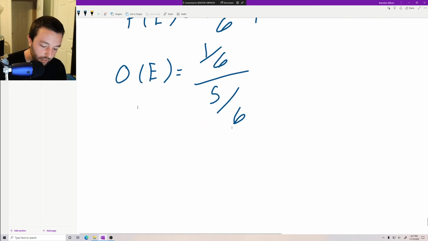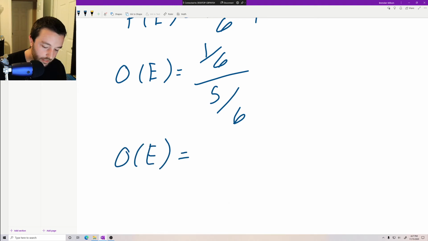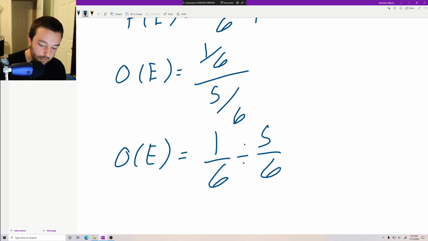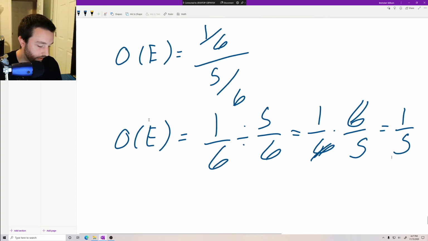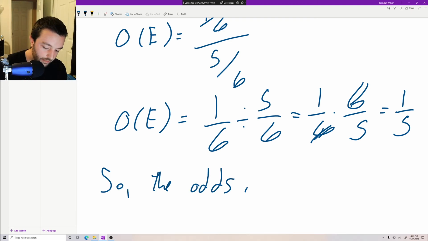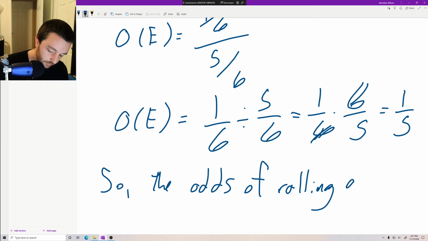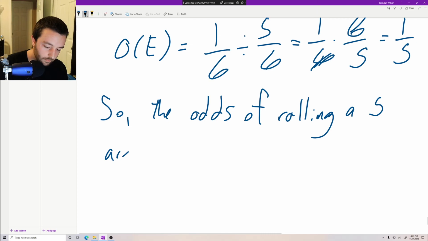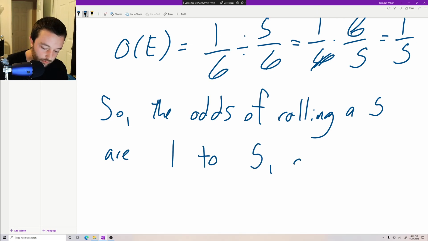Now, if you remember from dividing fractions, this is how we typically see it. You do the same change flip. You leave the first number the same, change the division to multiplication, flip the second fraction. The 6's cancel out here, and we get 1 over 5. So the odds of rolling a 5 are, we would write 1 to 5, or 1:5, which is just another way of writing a fraction.